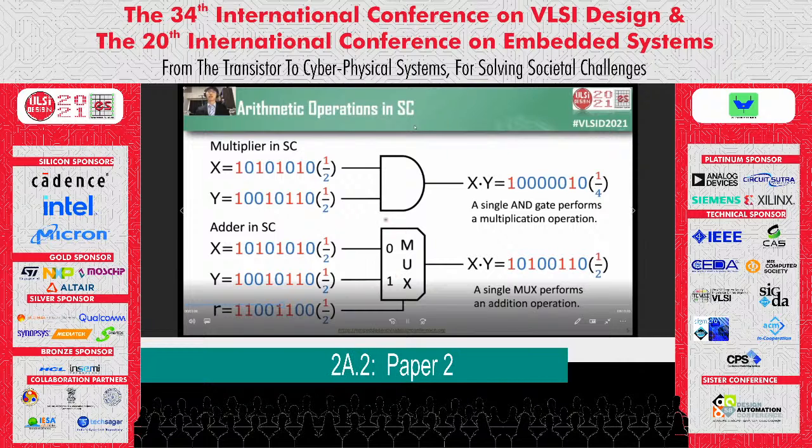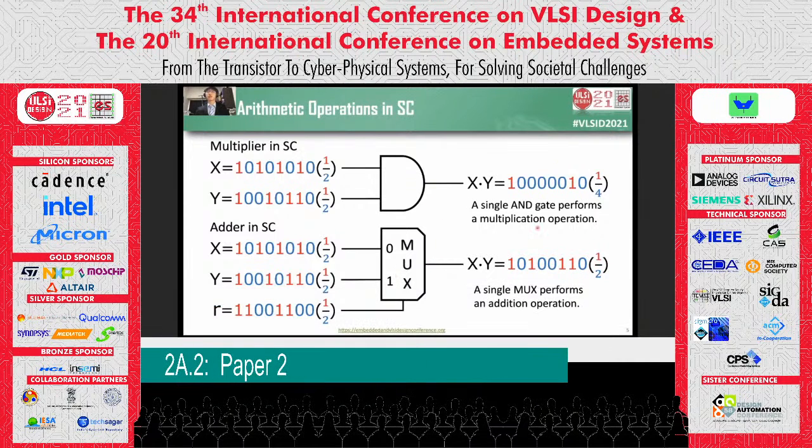This is an adder in SC. The SN output by the multiplexer represents 1/2 in value. The addition value should be 1, but the addition by SC's multiplexer is 1/2 scale.